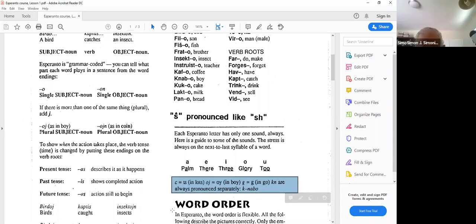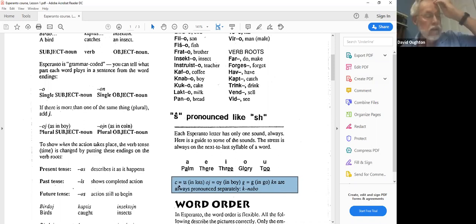Where is the letter C here? Underneath palm, there, three, glory, two. I see. C. Pronounce the C like a TS, pronounce the OJ like an OY, OY. Pronounce the G like a G in English. KN has to be pronounced separately, like Kanabo. Okay, Kanabo is a boy.